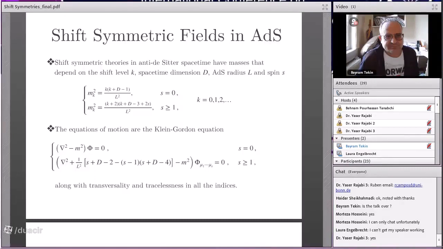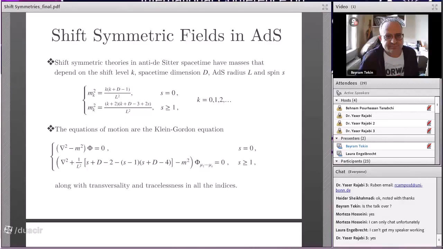Okay, so now let's go to AdS. Shift symmetric theories in AdS, unlike in flat space-time where they were massless, actually have masses. And these masses depend on the shift level k, the space-time dimension d, the AdS radius L, and the spin S. So for the scalars, you can see it looks like this.